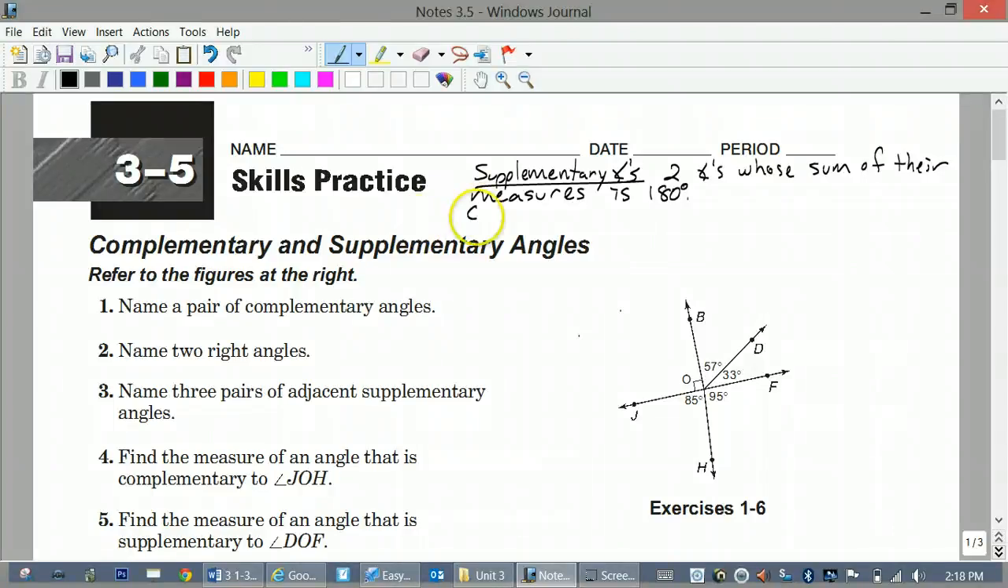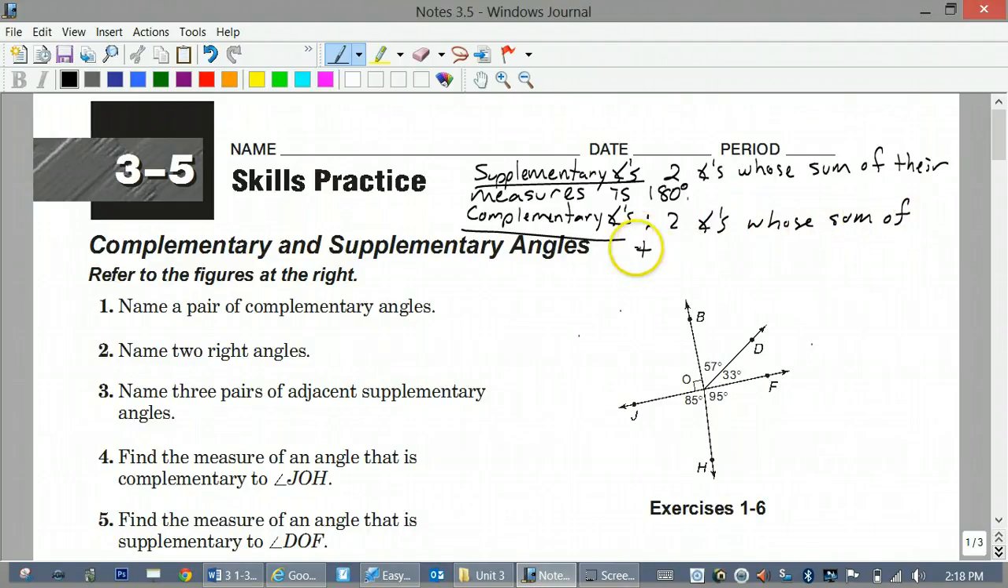Okay? Complementary. If you read the word complementary angles, it's pretty much the same definition. Two angles whose sum of their measures is 90 degrees. Again, you read the word complementary, every time you think two angles add to 90. Absolutely every time. If you're not doing that, you're going to have an issue. Okay? Okay, let's go on.